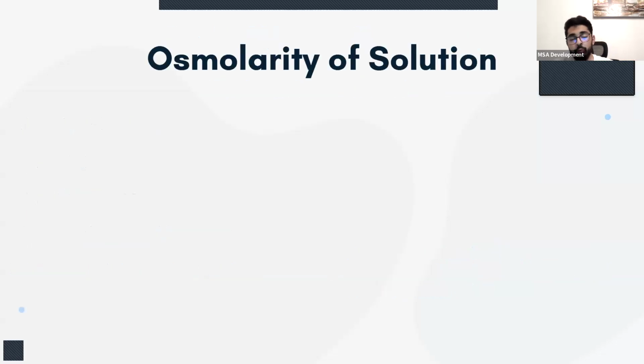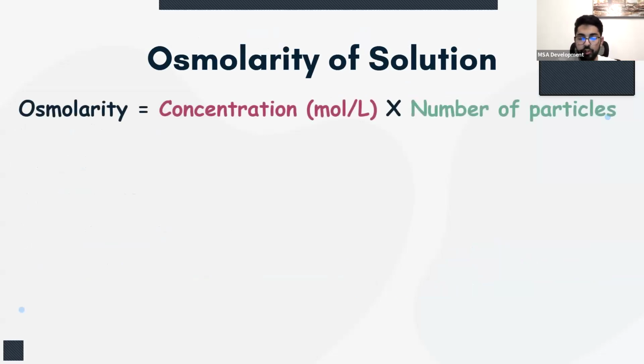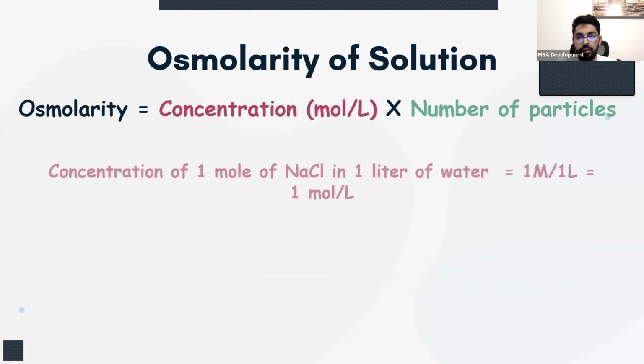Moving on to osmolarity. Osmolarity is basically made up of two factors: concentration of the solute in the solvent and the number of the particles of the solute. Concentration is simple. You have 1 mole of NaCl in 1 liter of water, and the concentration is going to be 1 mole in 1 liter of water. Okay, simple physics. What about the number of particles?